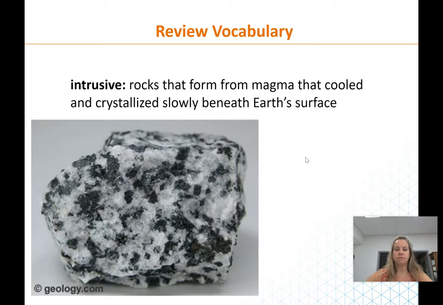This is intrusive. This is just a review, but intrusive rocks, we know they're intrusive and they formed inside the earth, and that's because they have crystals. We can see that there's different minerals in there. We can see the black, we can see the white, and so it cooled very slowly. And so intrusive rocks cooled below the surface very slowly.